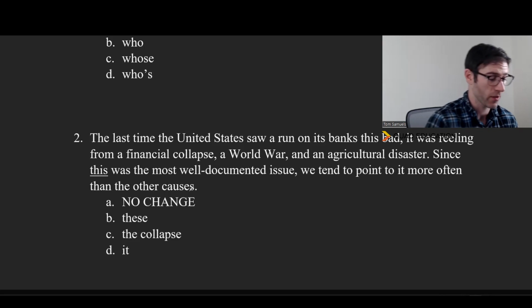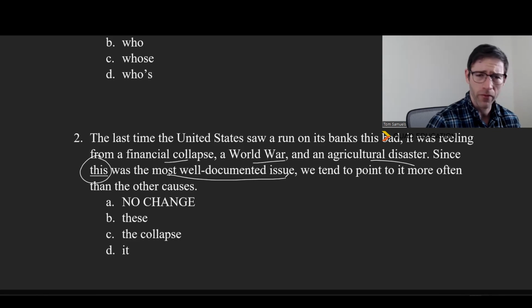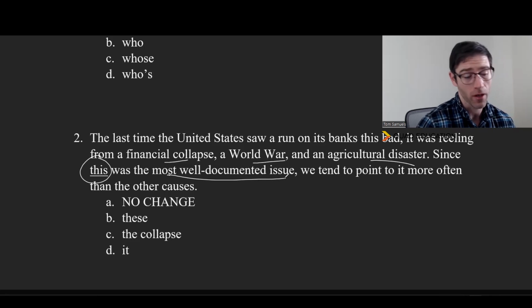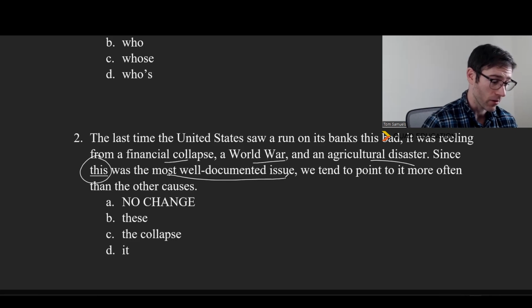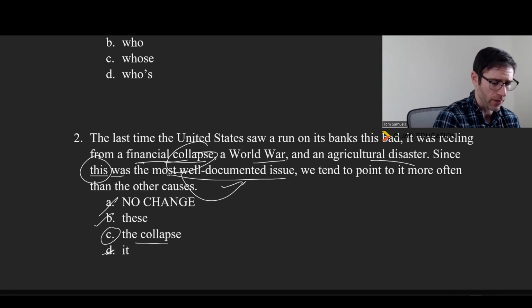So in this case, what is this? We don't know what this is because we have a financial collapse, a war, and an agricultural disaster. And we've had a lot of those, and a lot of those were well-documented, but we don't know which one is the most well-documented out of any of the three of them because we're not specifying. And so this is an ambiguous pronoun question. And so we need to be specific. And so this is not specific. These just doesn't work with was. And the collapse is specific and it is not. It is just as non-specific as this. And so we need to go with the collapse because we have a financial collapse. That is apparently the most well-documented issue.